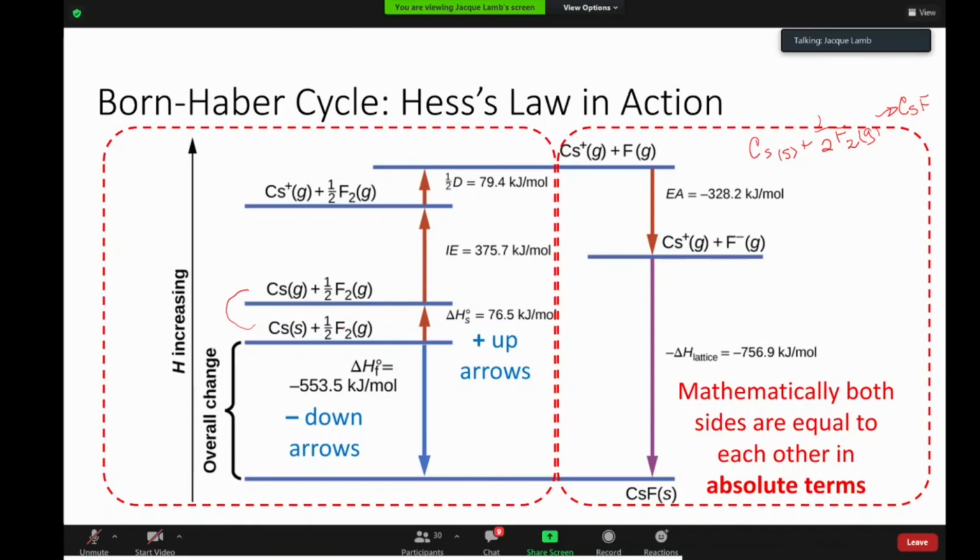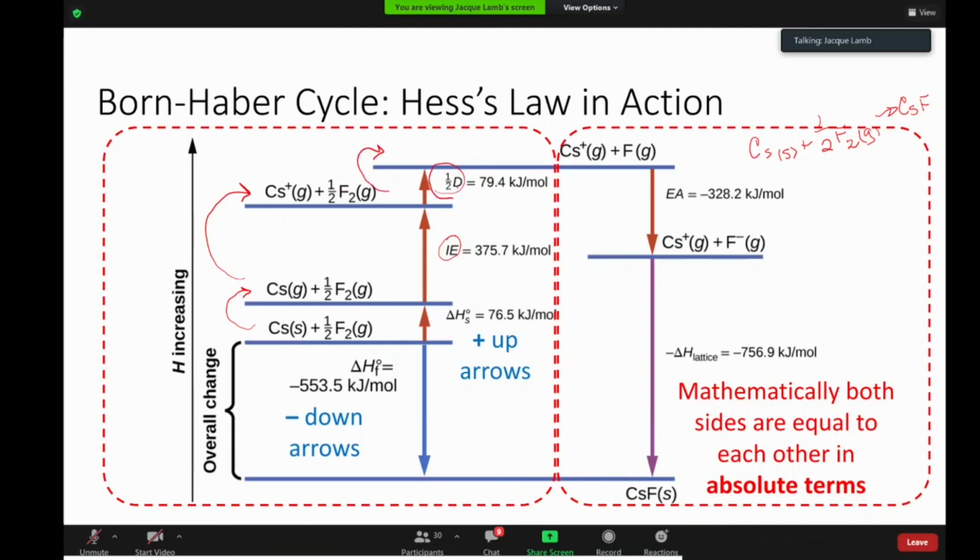We also have to break the bond between fluorine. So we have to go from an F2 molecule to an F atom. That's 1/2 the bond enthalpy, and that takes us from here to here. The bond enthalpy is breaking that fluorine molecule into 2 atoms. We take half of that because we're only going to use 1/2 of that molecule. So all of these are endothermic processes.